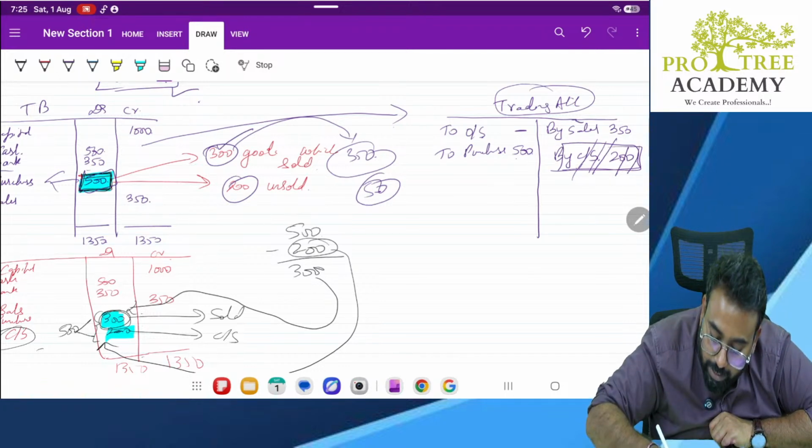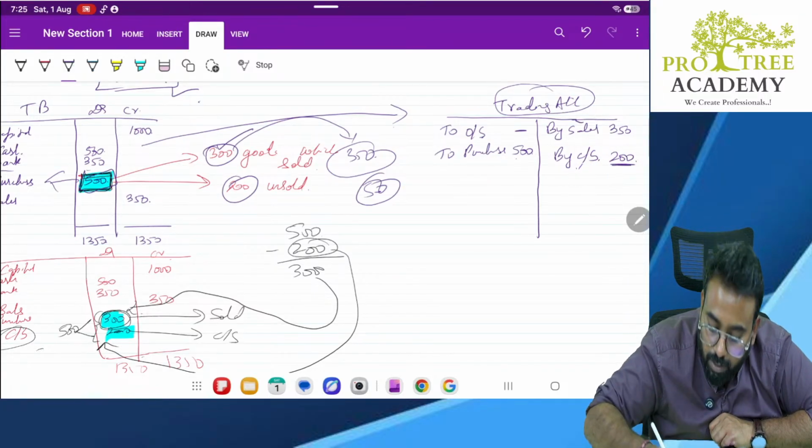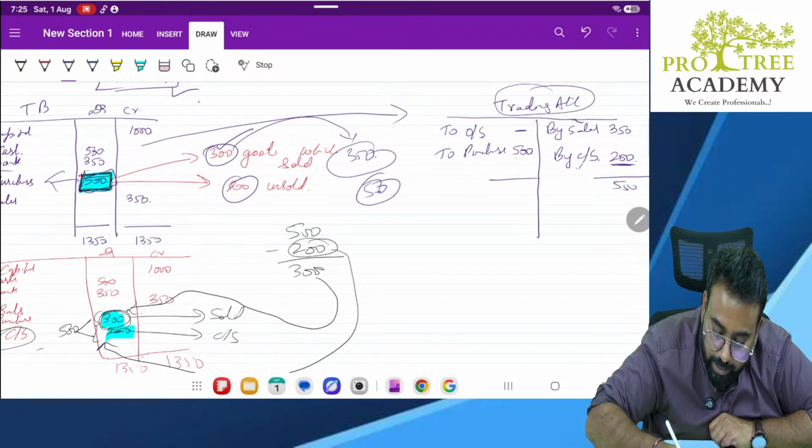So for that to get captured, you need to understand how much is the closing stock. My closing stock is 200. So what is the balance? Here it is 550. Here it is 500. 50 rupees will be the gross profit.